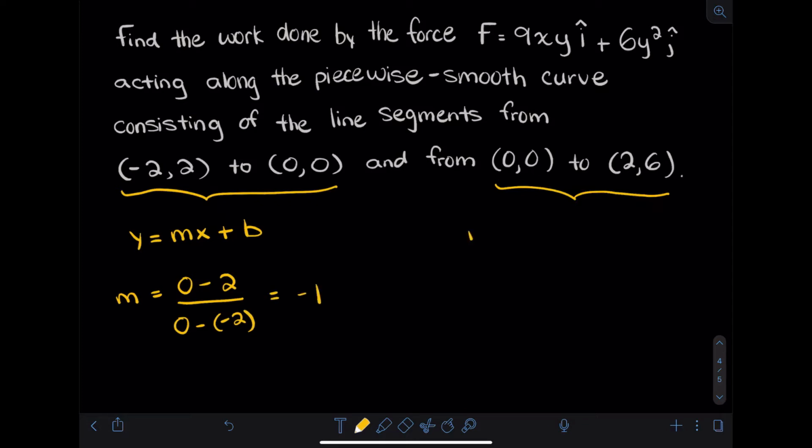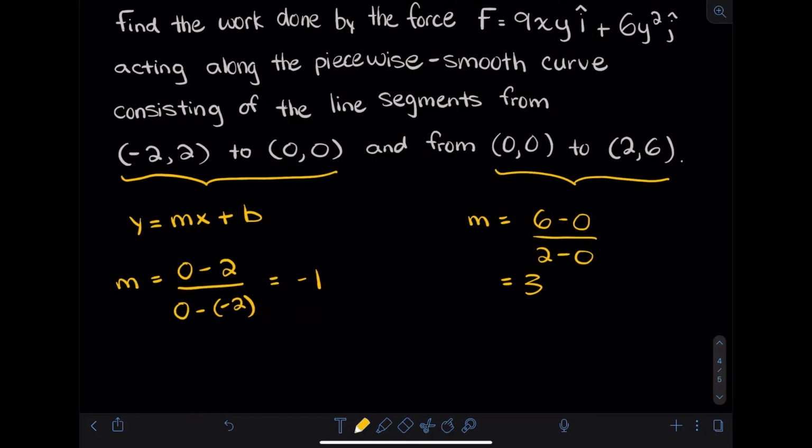We can do the same thing over here, but instead we'll have 6 minus 0 over 2 minus 0. And so we get 3. And now I don't really need to worry about the b part, the y-intercept, because it's telling us that whatever line we're talking about shares that point (0, 0). So we know that the y-intercept is 0. So here we'll just have y equals minus x, and here we have y equals 3x.